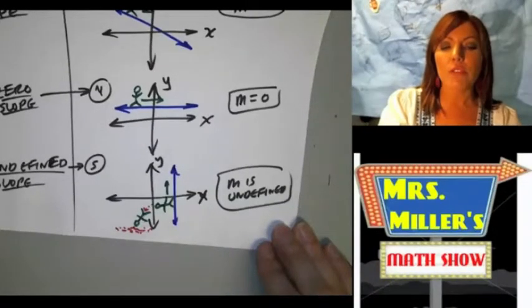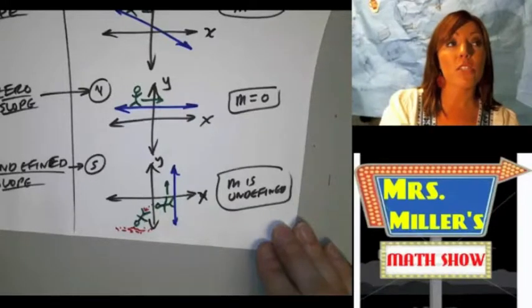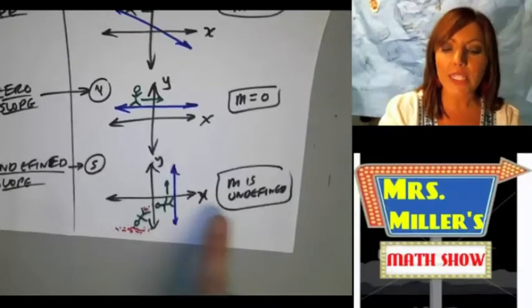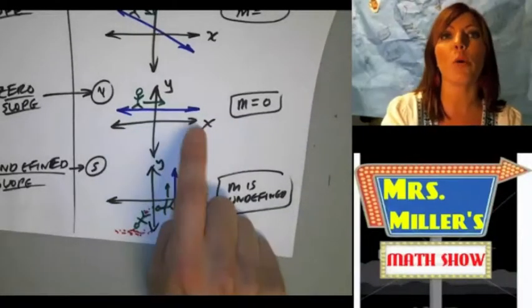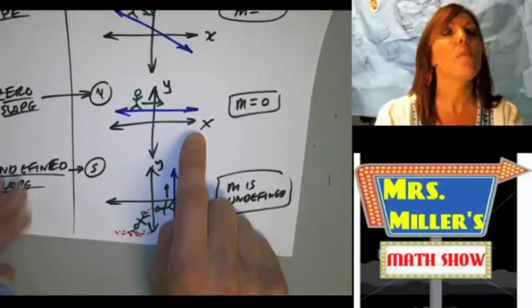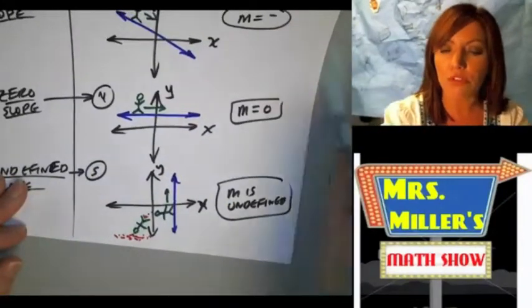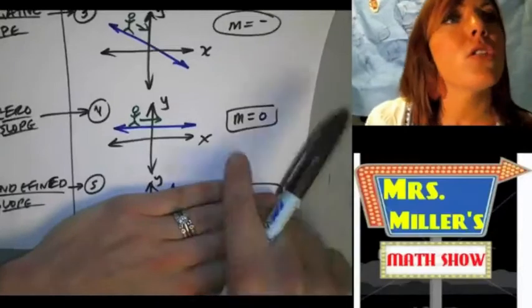Let's look at each of these and make a mental note of what kind of equations we would be looking at for each of these. Let's start with the horizontal slope. That is a slope that's cutting through the y-axis. Does anybody remember an equation that would fit for a zero slope?